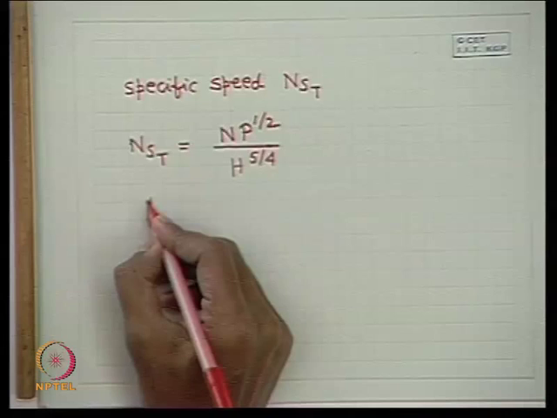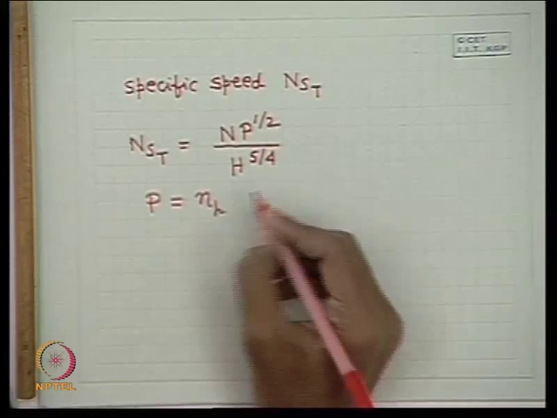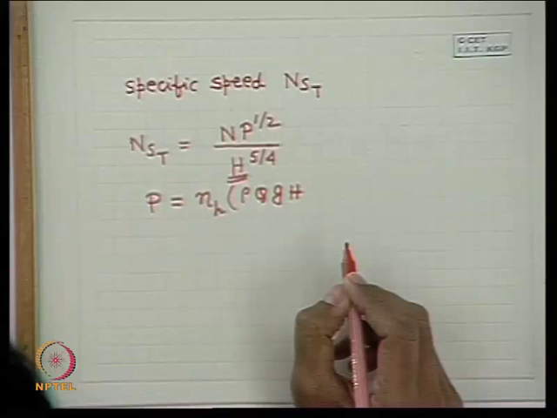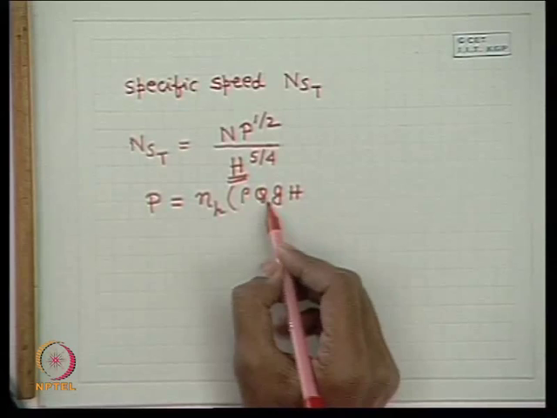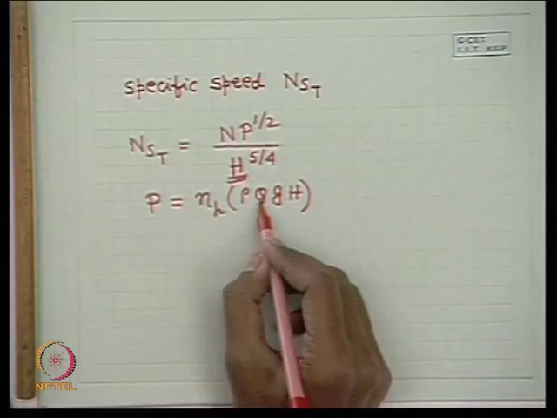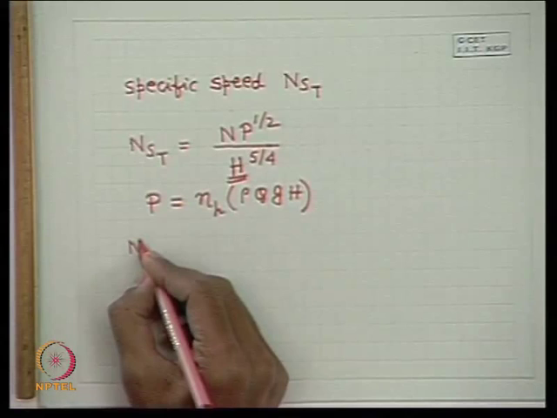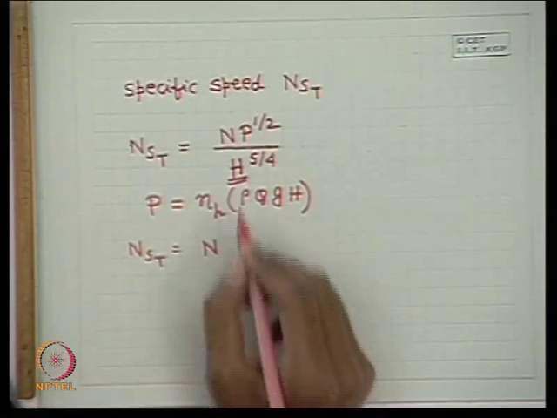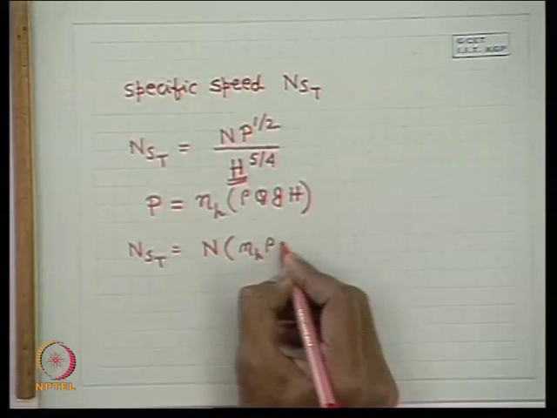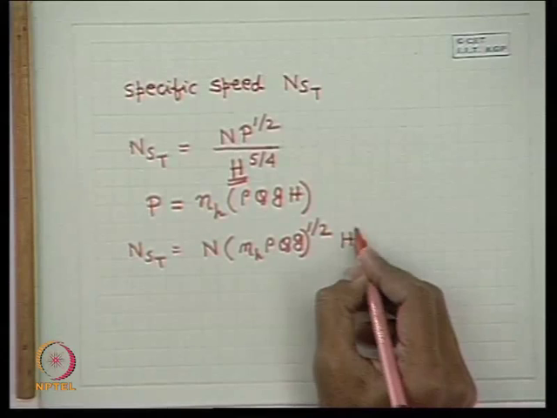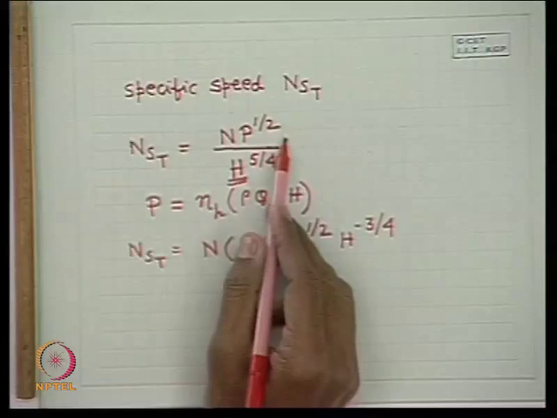In the similar way as we did for Pelton wheel, we will first find out power in terms of the hydraulic efficiency and the head available, rho q g h, where Q is the volume flow rate. By definition, h is the head available at the inlet to the turbine. So I will write P equals rho q g h eta h. If I substitute this value, then I will get NST equal to N P^2, meaning eta h rho q g to the power half. H I will take out because h^5/4 is in the denominator, so I will write h^-3/4.